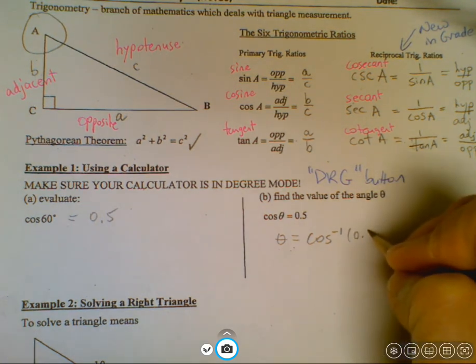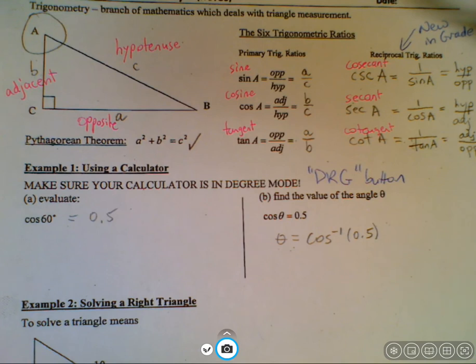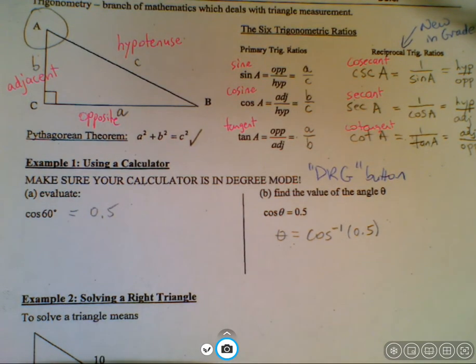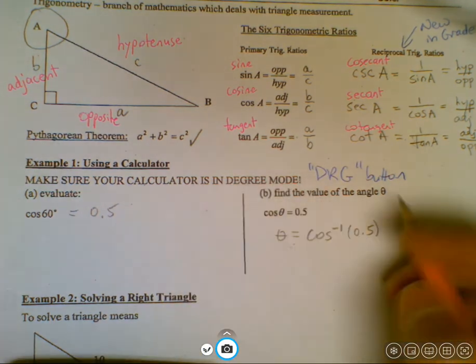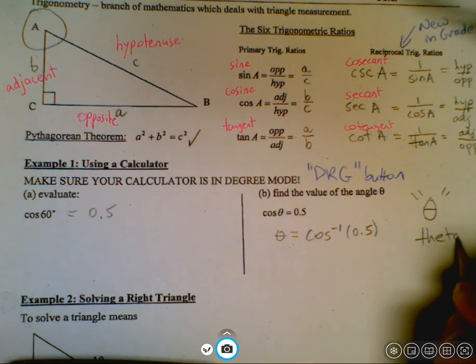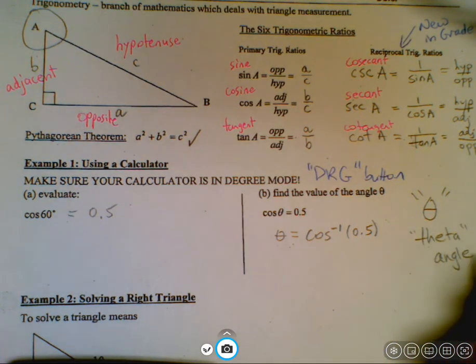So we're going to undo the cosine on both sides. Undoing it on this side gives me theta. Oh, sorry, I should tell you what this is. This thing here is called theta. It's a Greek letter, and we use it for missing angles.